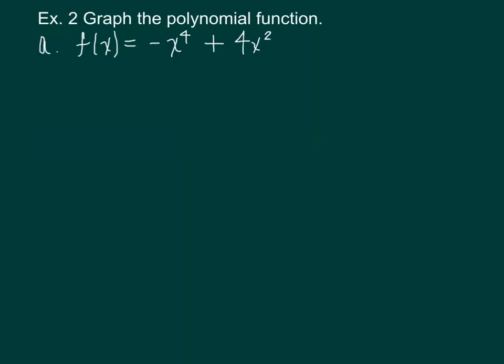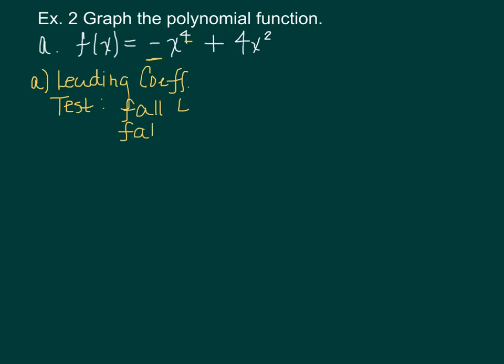Okay, now we're going to graph polynomial functions. And when you graph, there are steps you go through. So the first step is to use the leading coefficient test to determine the end behavior. So because this is a negative and even, then it's going to fall left and fall right.